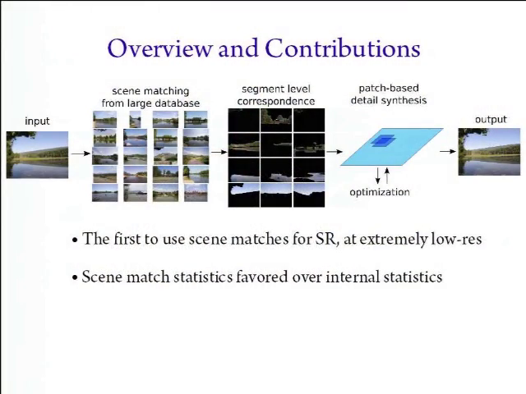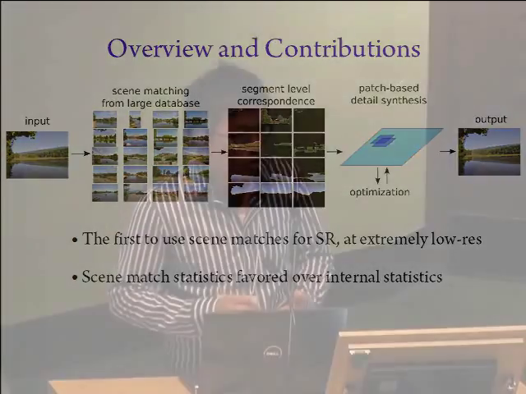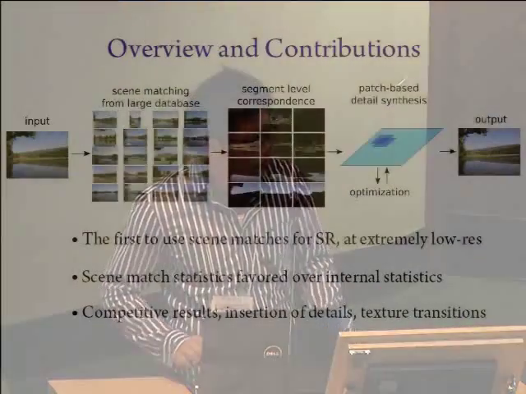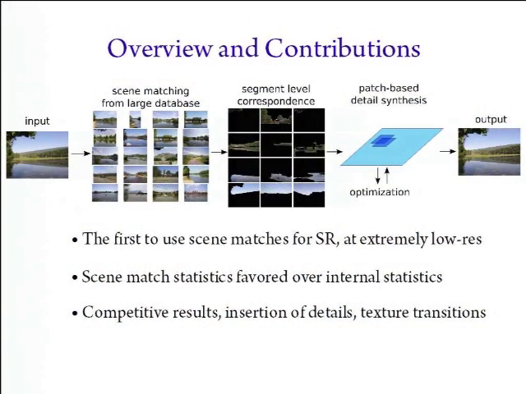And then this is a cool result. We make a comparison to a CVPR paper from last year, and we claim that scene match statistics can be favored over internal statistics, which is the opposite of the conclusion that paper had. And finally, we want to say that we have competitive results, and we show that we can handle texture transitions really well, beyond the capabilities of previous methods.